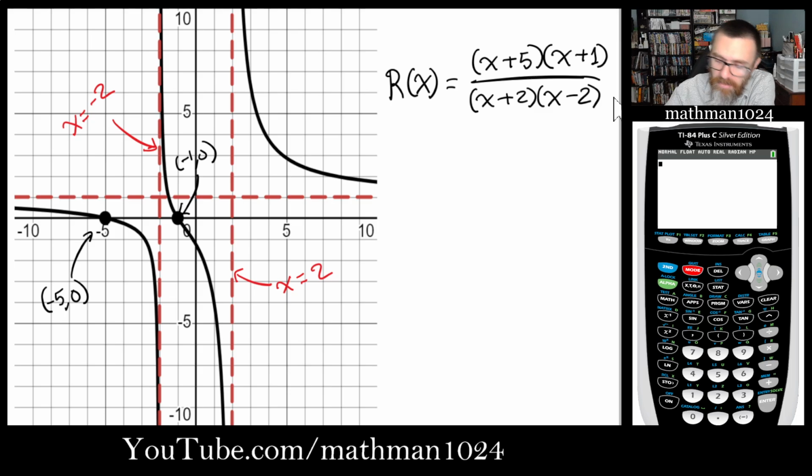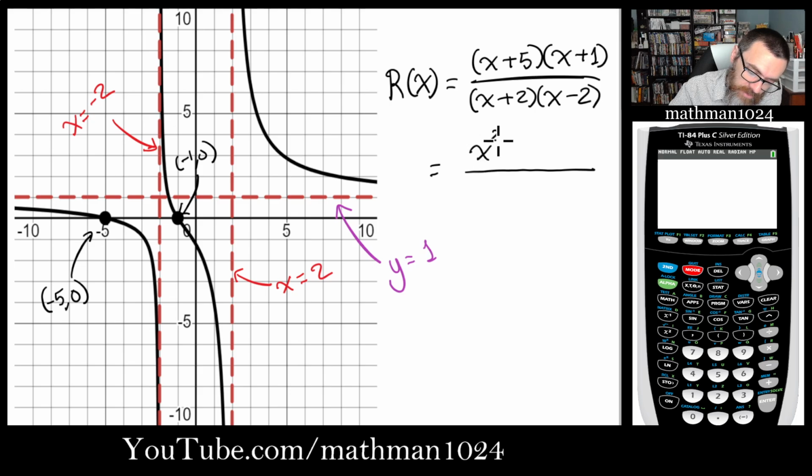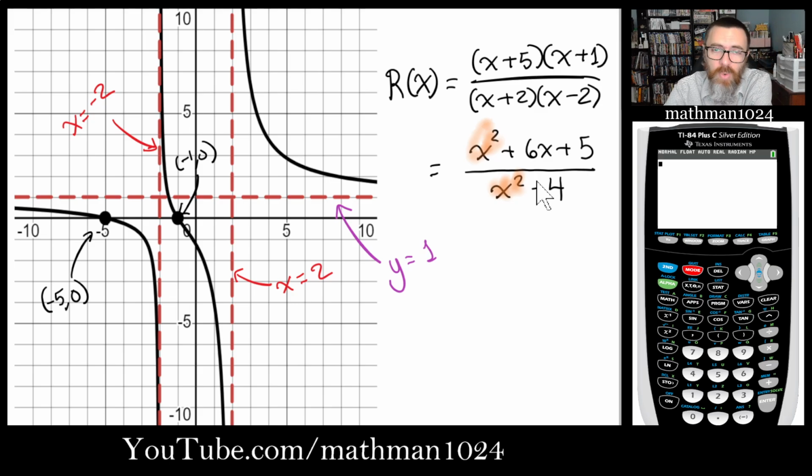Everything seems to be okay, but I also want to make sure that we pay attention to the fact that we have this horizontal asymptote of y equals 1. And with that, that means that we have to have the same leading coefficient on the top and the bottom. So if I were to multiply these out, we would have x squared plus 6x plus 5 in the numerator and x squared minus 4 in the denominator. So if we were to compare these pieces right here, we see they have the exact same degree. So we know there's a horizontal asymptote, and it would end up being the ratio of the lead coefficients, 1/1, which is what we have right here.